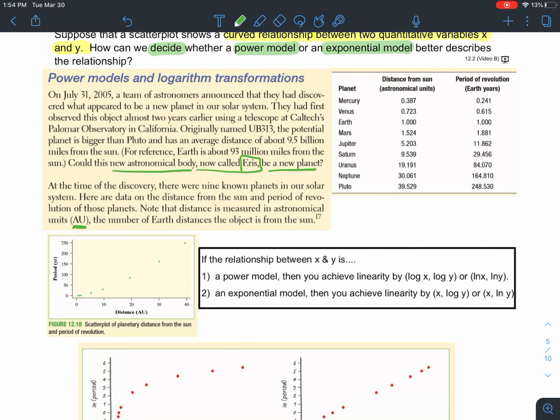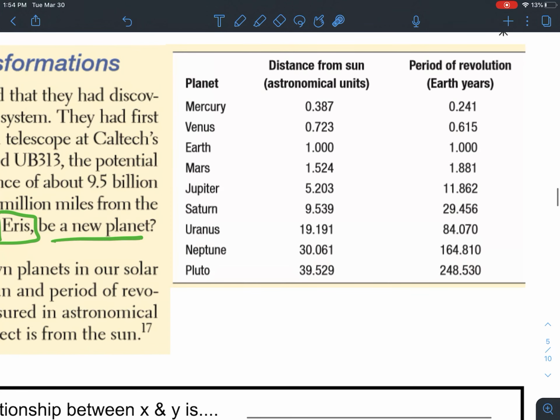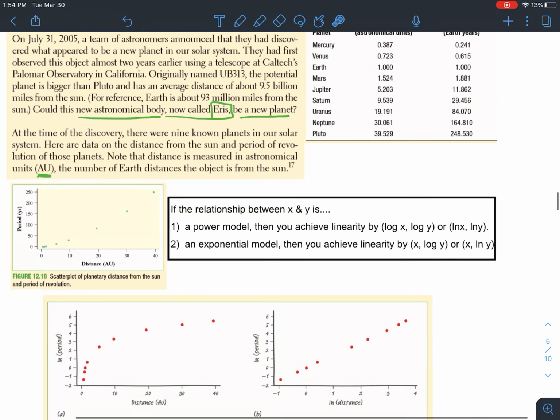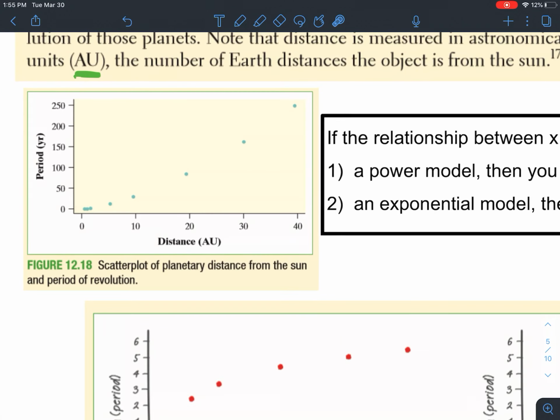Okay, so here's our data. You can see each of the known planets here. This is the distance that planet is from the Sun in astronomical units, and this is the period of revolution, in other words, how many Earth years it takes to make one full revolution. In this scatter plot on the left, the explanatory variable is the distance in astronomical units, that is the x, and our response variable is the period, the number of revolutions in Earth years.